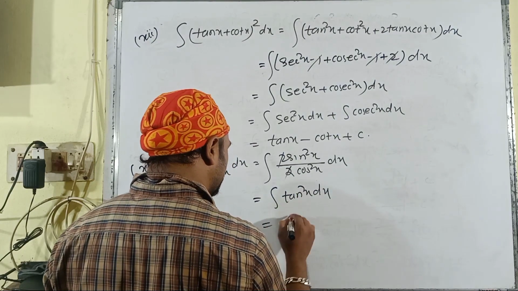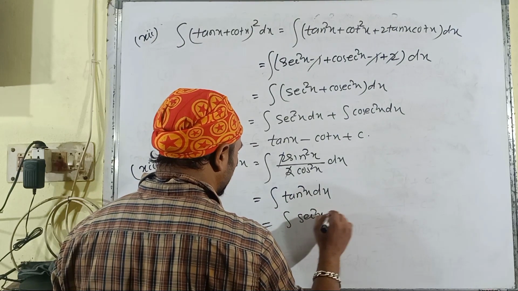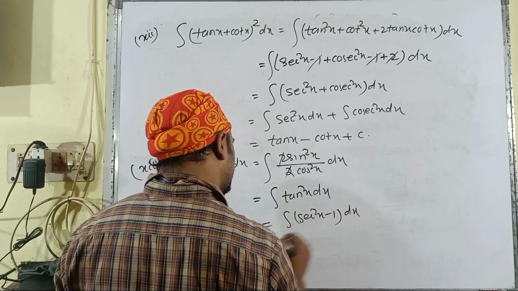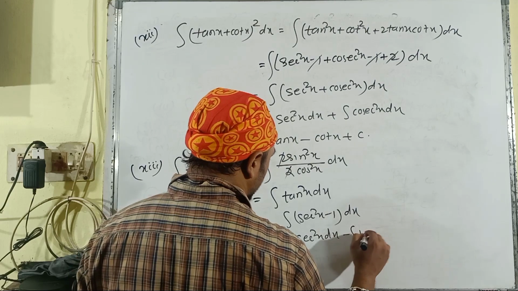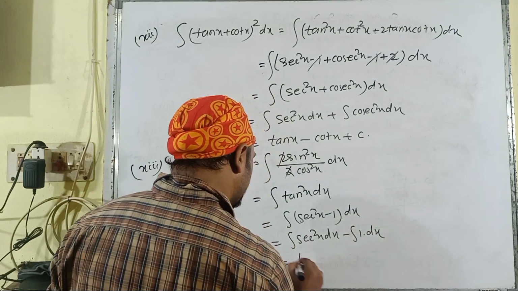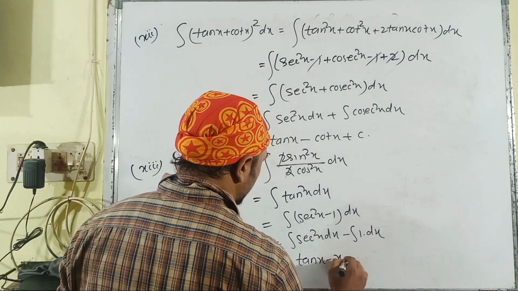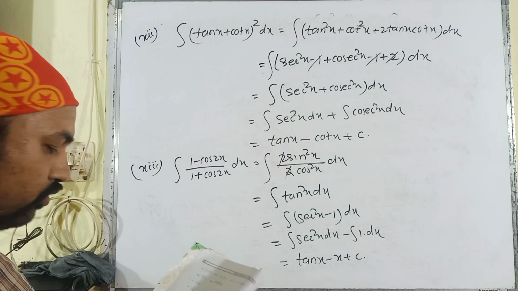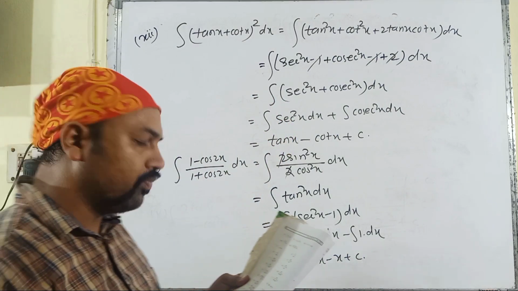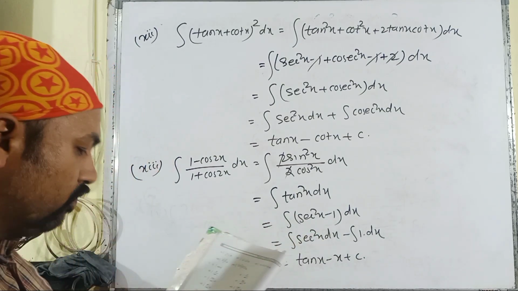Integral of tan²x is integral of sec²x minus 1. Then it is integral of sec²x dx minus integral of 1 dx. Then it is tan x minus x plus any constant c. And here it is the solution for the 13th bit of number 2. Then moving to the 14th bit.